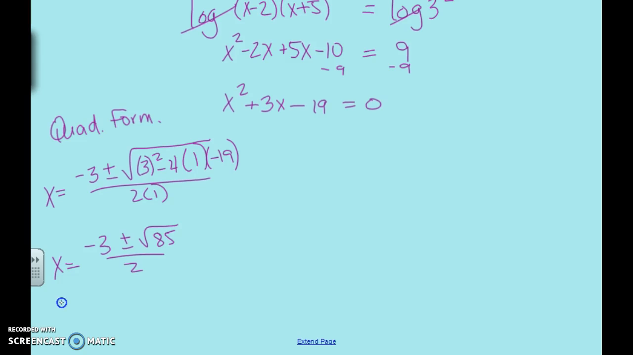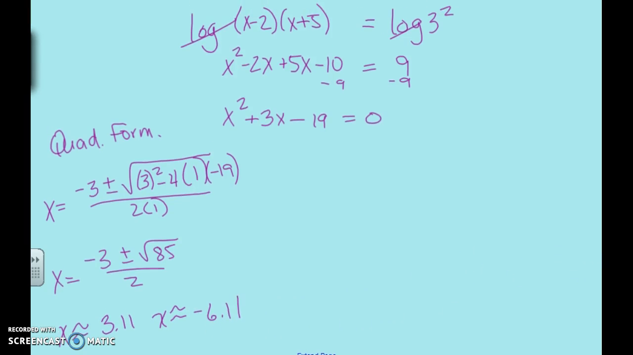But for the sake of this problem, I am going to approximate my x values. The reason why I'm doing this is because I remember that with logarithms, I cannot take the log of a negative number. So it's kind of like an extraneous solution that shows up. When I do this approximation, I get 3.11, and the other x is approximately negative 6.11.